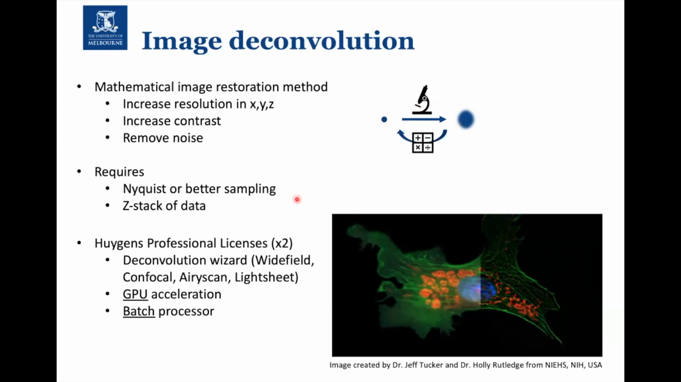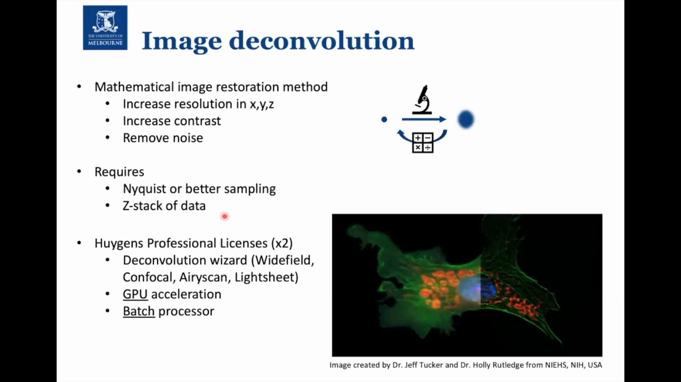The requirement for this is that we need ideal sampling of the sample. Again, we'll go through the Nyquist-Shannon sampling on Thursday. And ideally, we want a Z-stack of the data as well, so we need a 3D volume.